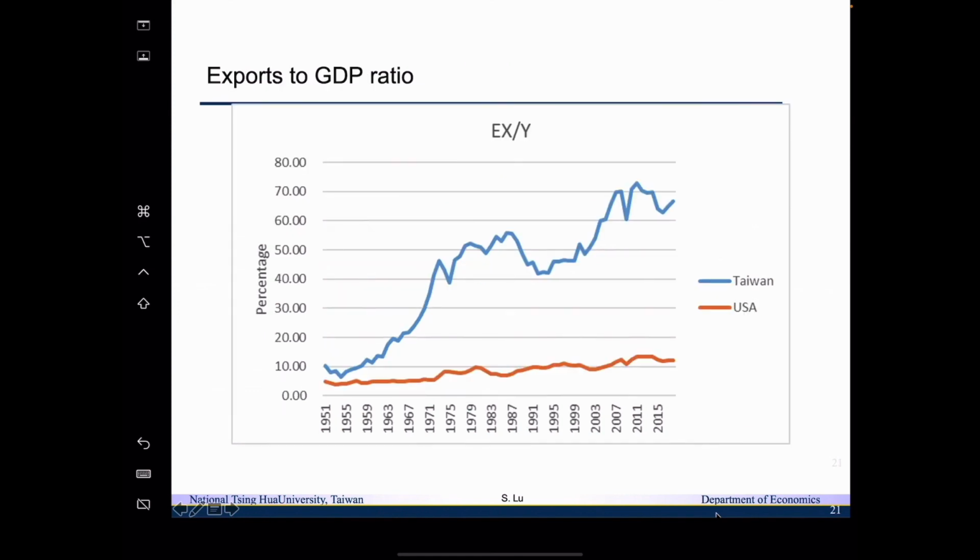So then this graph shows the exports to GDP ratio. As you can see, Taiwan's export to GDP ratio has been rising since the 1950s. For the US, it stayed relatively low since the 1950s and up to nowadays. As you can see in here, the US exports a small percentage of their output to foreign countries, but in Taiwan, we export quite a lot of the goods that are produced domestically to foreign countries.